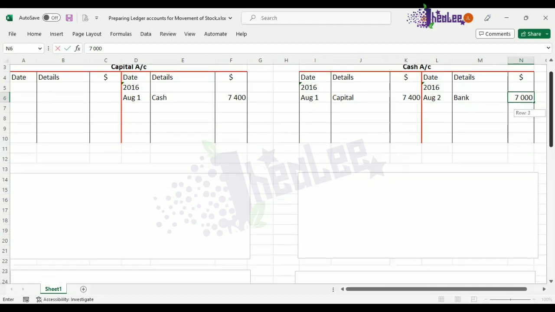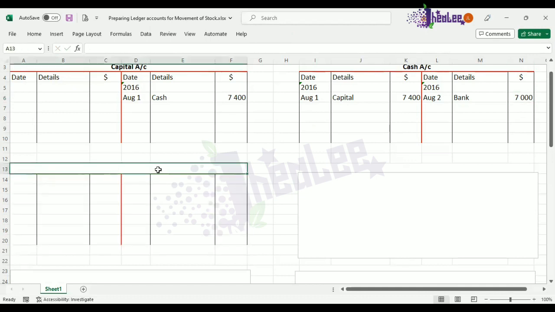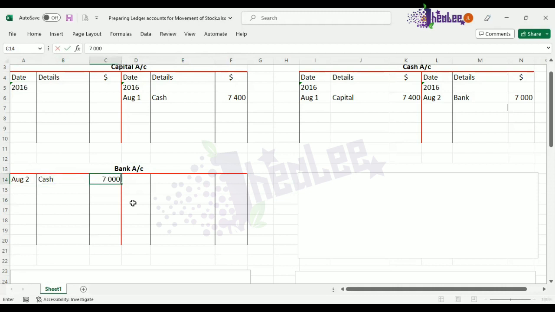We don't have a bank account as yet. So we're going to open a new account. And that is going to be called bank account. And remember, to do that, all you simply need to do is to put the title at the top of the T. This is our bank account. And we need to make a debit entry. So all we need to do is to place our entry on the debit side, and that is August 2nd as our date. Our details is the other item affected, which is cash, and our amount is $7,000.